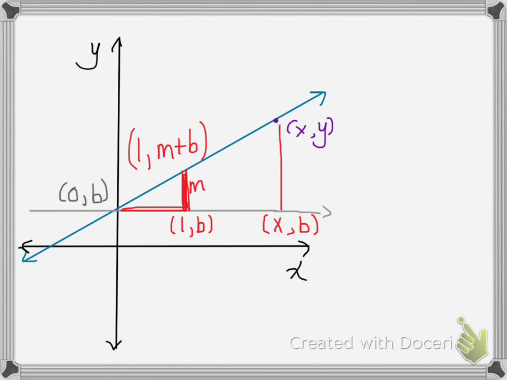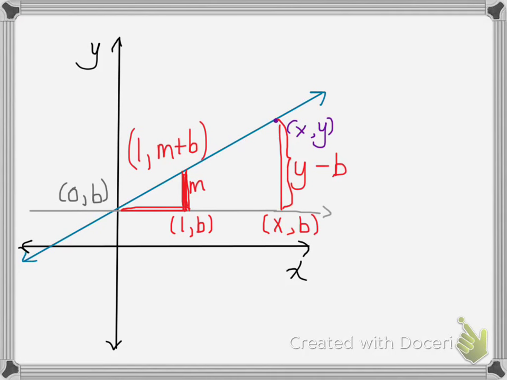Okay, so let's think about this. The y-coordinate of this point is y. The y-coordinate here is b. If we went all the way down to the x-axis, this distance would be y. But since we're only coming down here, the distance is y minus b. So that's the length of that side of that triangle, the quantity y minus b.